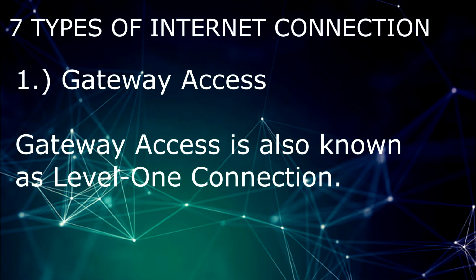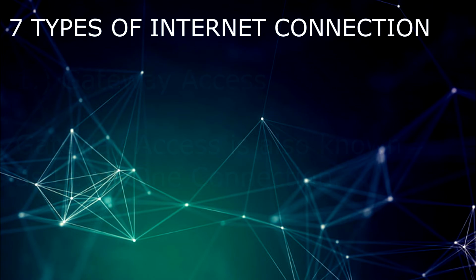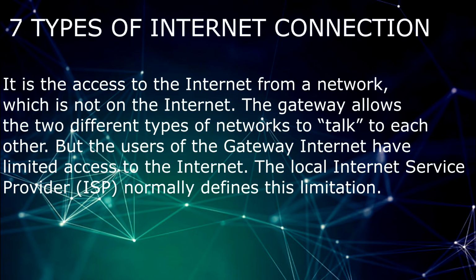Gateway access, also known as level 1 connection, is the access to the internet from a network which is not on the internet. The gateway allows the two different types of networks to talk to each other, but the users of the gateway internet have limited access to the internet. The local internet service provider normally defines this limitation.